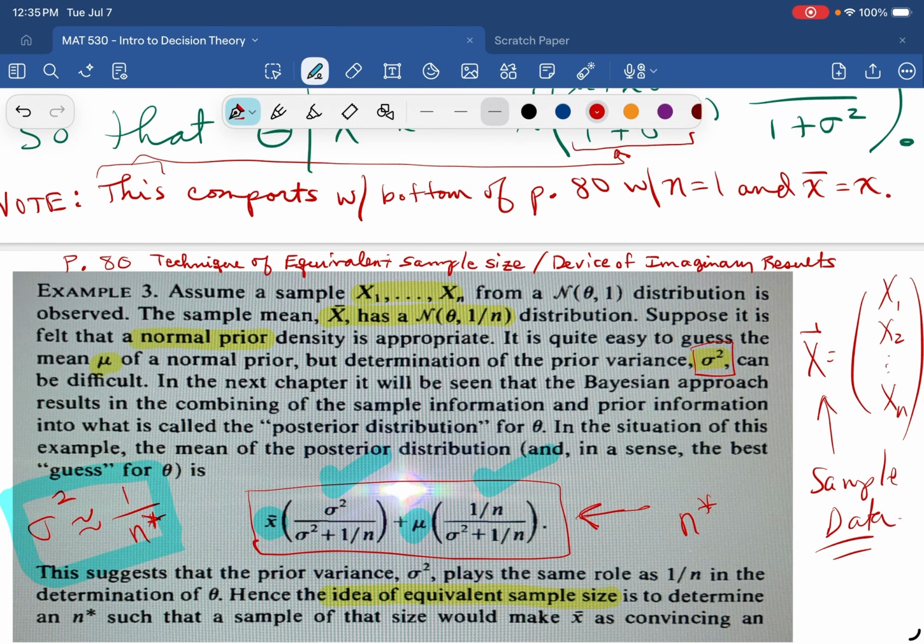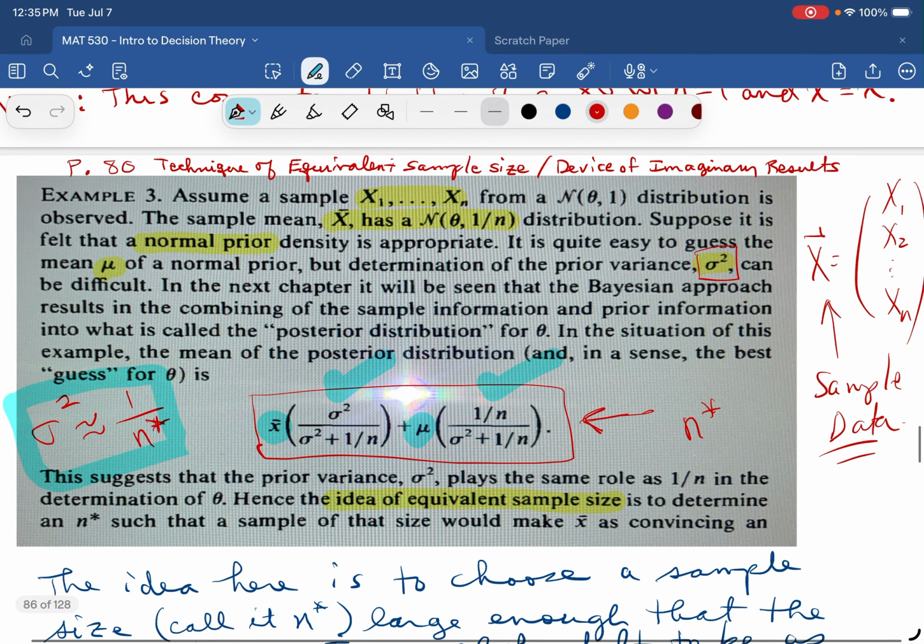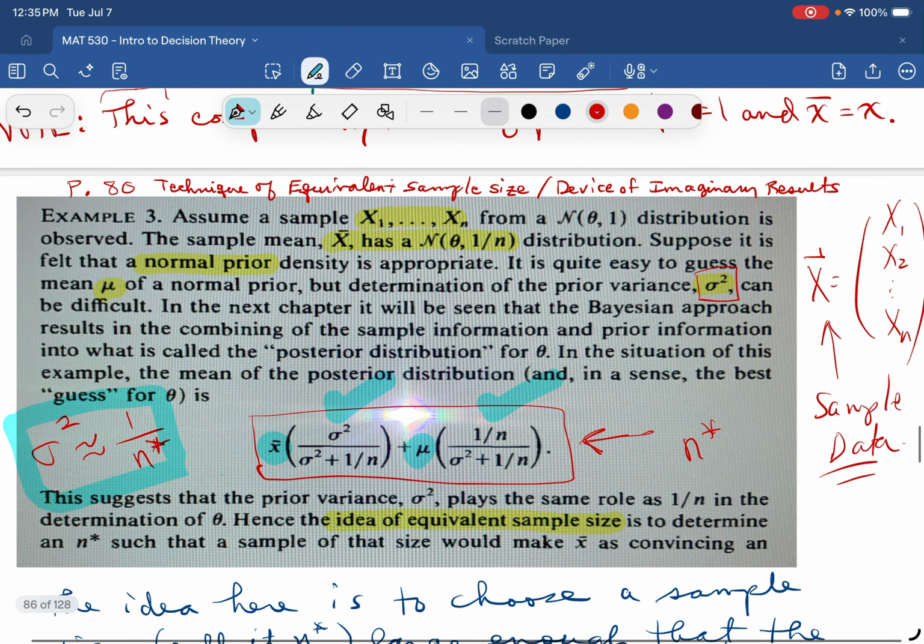So here we have a random sample, x1 until xn, from this normal distribution. And remember, theta is our unknown parameter, which we treat as random. And the sample mean x bar has that distribution there. We all should be familiar with that.